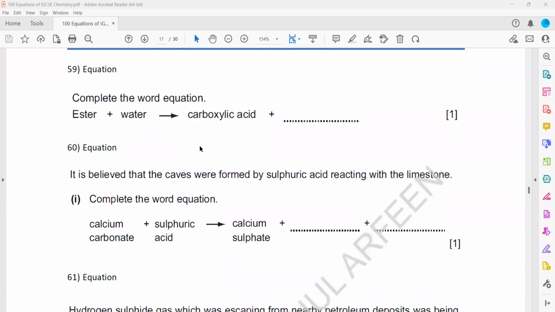So the next question, complete the word equation: ester plus water. What will be the product? You can use mic, you can use chat or screen annotation to answer. So word equation, it will be alcohol and carboxylic acid.